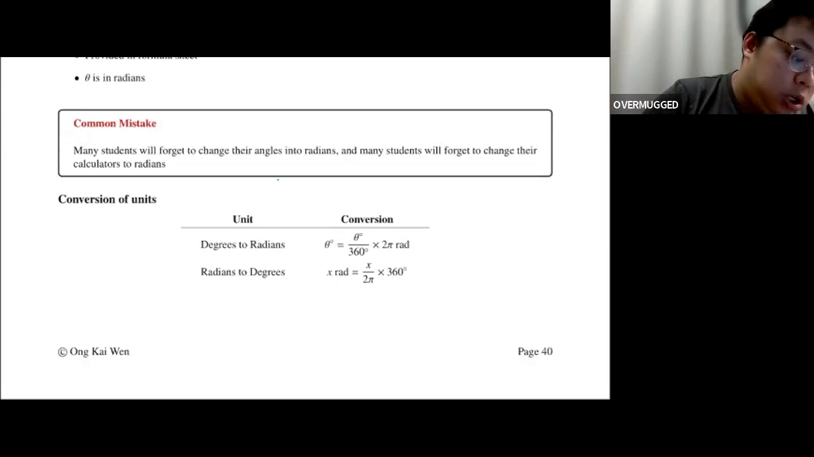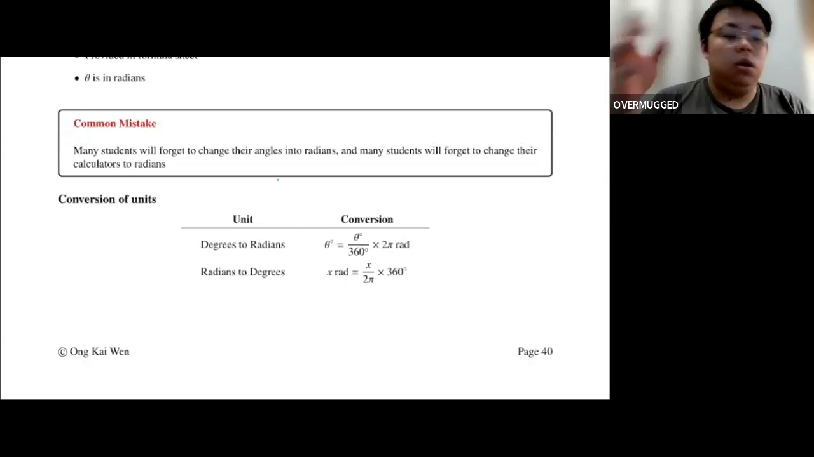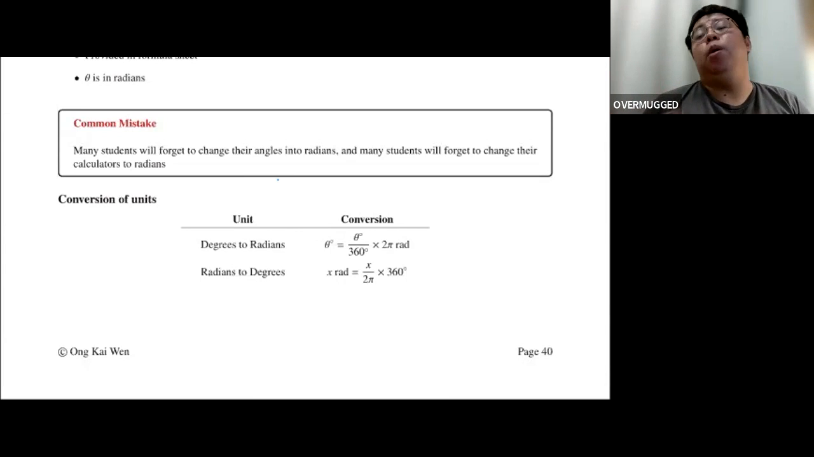Okay, so for the 180 over pi one, this is the official formula. Of course, when I teach my students, I actually teach theta over 180 times pi. It's the same thing. It's just that they want to tell you about the 360 degrees and the 2 pi. It's literally the same thing.